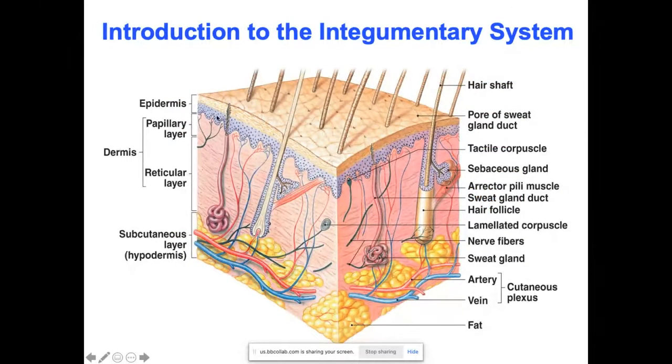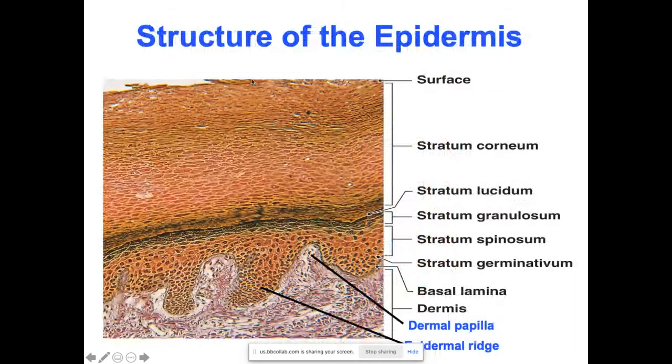Okay, we mentioned the different parts of the skin. So now that we mentioned the skin, let's take a look at the different layers of the epidermis. When you look at the epidermis, there are 5 stratum layers. Stratum, stratum, stratum, stratum, stratum, right? Stratum corneum, stratum lucidum, stratum granulosum, stratum spinosum, and stratum germinativum.